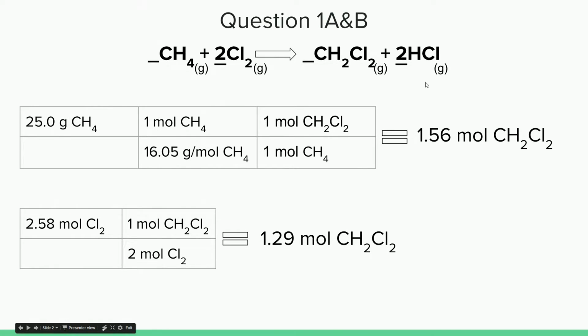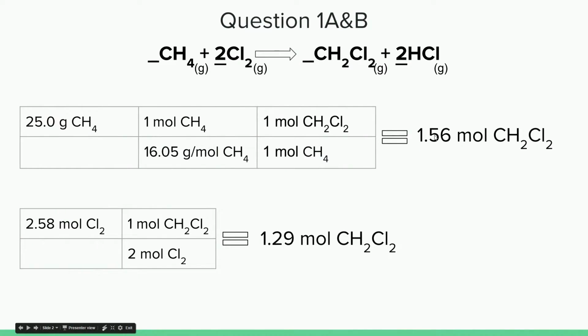In the problem, we are given 25 grams of CH4. To convert that to moles, we divide by its molar mass of 16.05 grams. Then we use the coefficients in the balanced chemical equation as a ratio between methane and the CH2Cl2. And as you can see, it is a 1:1 ratio. We end up getting 1.56 moles of CH2Cl2.